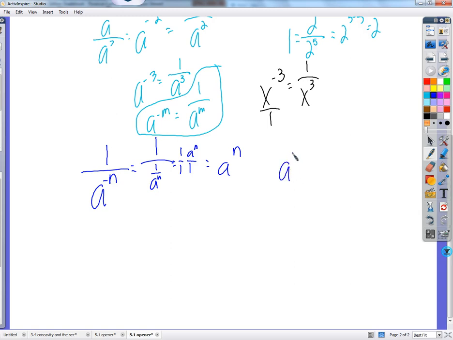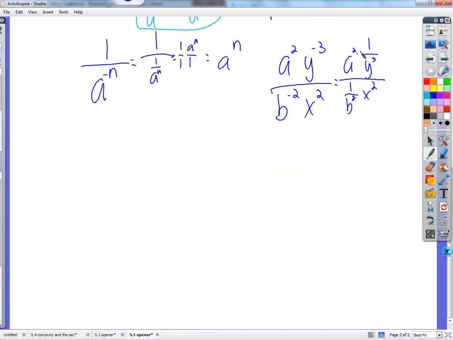And if we had something like A to the second times y to the negative 3 over b to the negative 2 times x squared, that gets negative exponents wrapped up in all this other stuff, positive exponents. What do we do with them? Well, we know y to the negative 3 is 1 over y to the 3rd, and b to the negative 2 is 1 over b squared. We don't like all these fractions in fractions, so we'll work with that. So we get A squared over y to the 3rd over x squared over b squared.